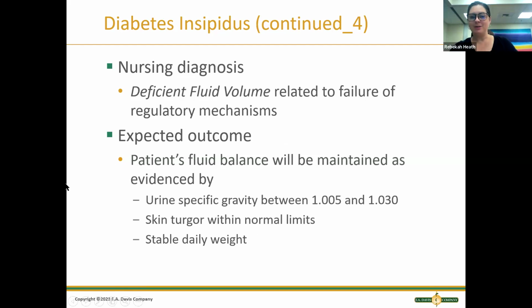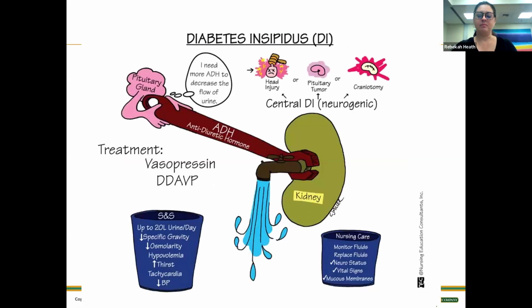So nursing diagnosis, deficient fluid volume for sure. And our expected outcome, we want to see that specific gravity, once we're treating them, become more in a normal range where it's not so diluted. We also want them to have a stable daily weight and stable skin turgor, non-tenting. Here's one of those little infographics about diabetes insipidus.